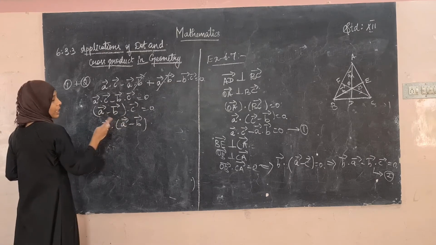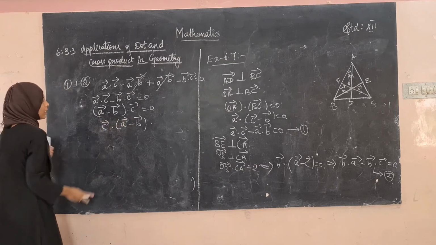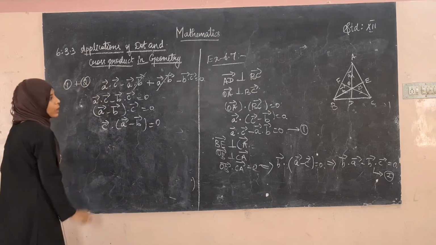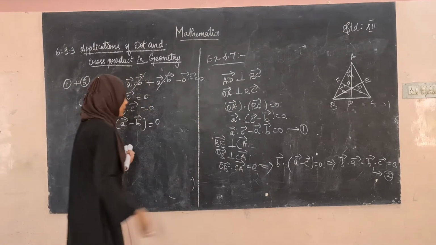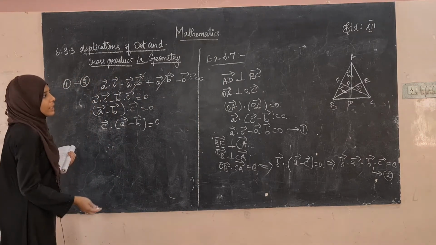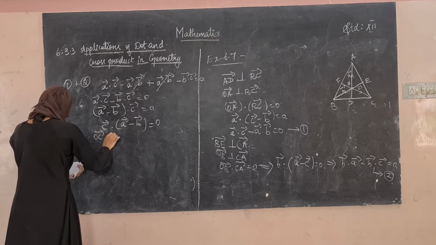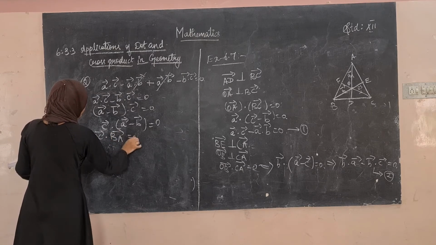We are writing a vector dot b vector is equal to b vector dot a vector, right? So therefore we are taking this side. So c vector dot a vector minus b vector. What is a vector minus b vector? It is BA vector, right? What is c vector then? It is OC vector. Therefore OC vector dot BA vector is equal to 0.